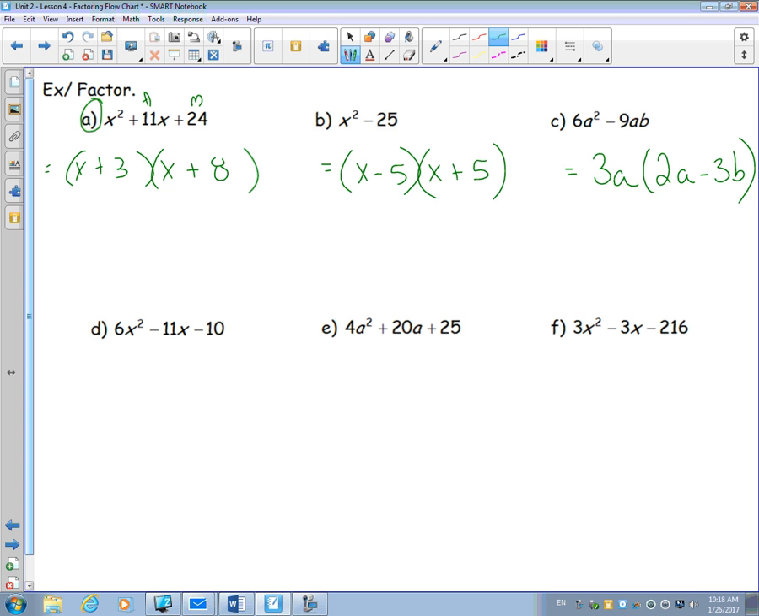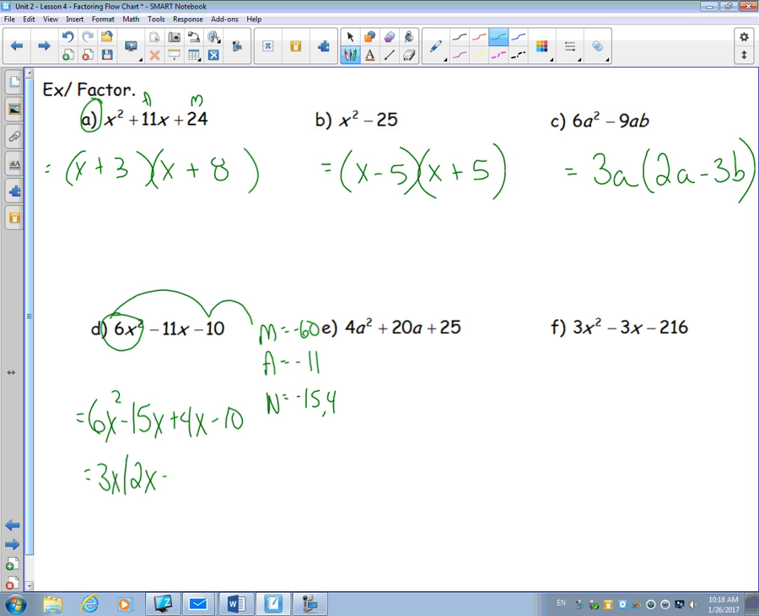Letter D. I look for a common factor. There isn't one. I notice my term out front is bigger than 1. That makes it a complex. So MAN plus. Multiply to negative 60. Add to negative 11. Numbers that do that are negative 15 and 4. So we're going to replace. We're going to split it in half and common factor each half. We're going to notice we have a common bracket that's the same, so we're on the right track. And the leftover stuff goes in the other bracket.